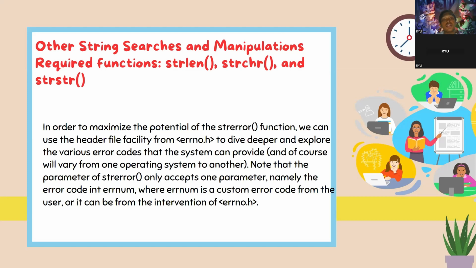And then in order to maximize the potential of the strerror function, we can use the header file errno.h to dive deeper and explore the various error codes the system can provide, which of course will vary from one operating system to another. Note that strerror only accepts one parameter, namely the error code, which is a custom error code from the user, or it can come from errno.h.